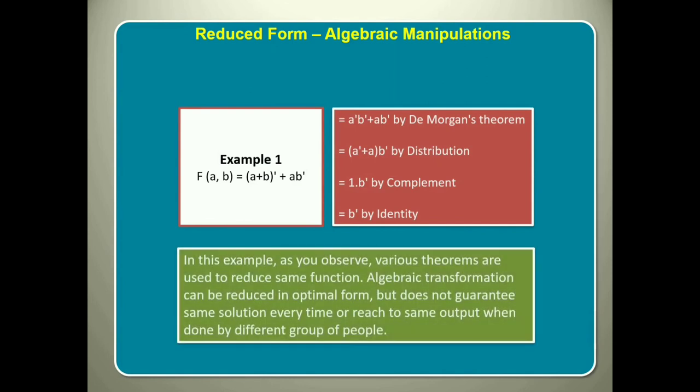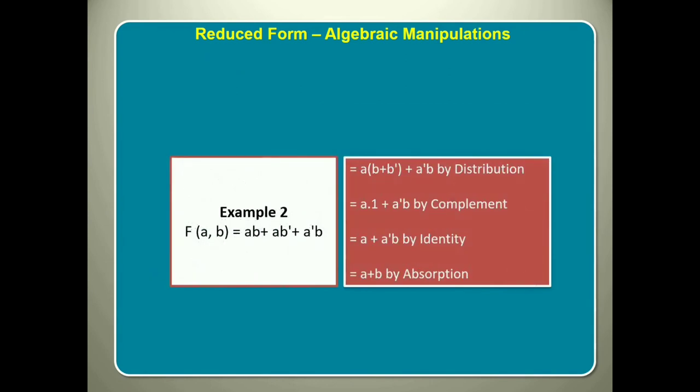In this example, as you observe, various theorems are used to reduce the same function. Algebraic transformation can reduce to an optimal form, but does not guarantee the same solution every time or reaching the same output when done by different groups of people.